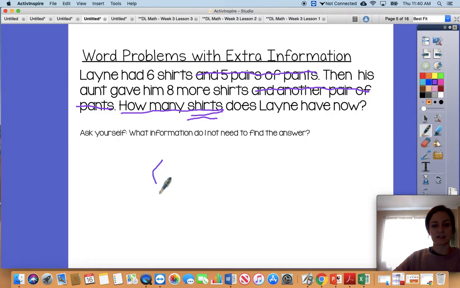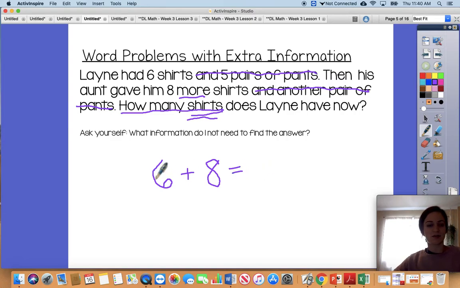Lane had 6 shirts, and then his aunt gave him 8 more shirts. If I'm talking about more, what operation am I using? Addition, right? So he has 6 shirts, and then his aunt gave him 8 more, so we're going to add 8 more. 6 plus 8.